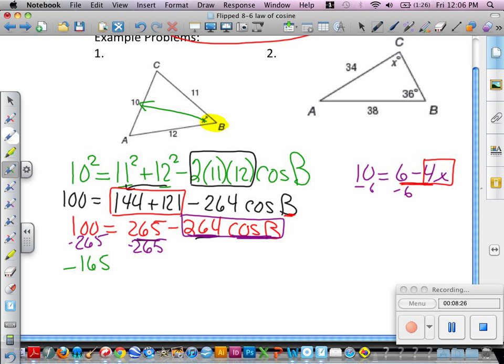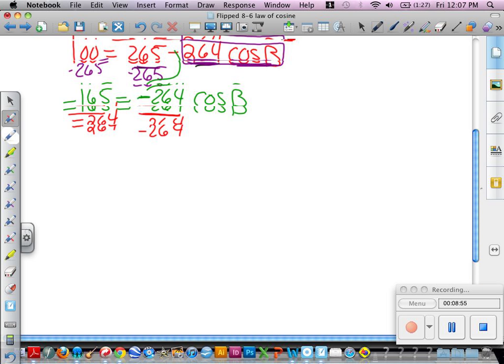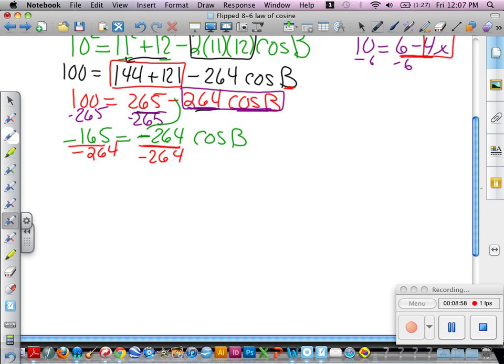When I do that, I'm going to get a negative 165 equals. Make sure you bring this negative sign down with that 264 cosine B. All right, the goal is to get B alone. So we first need to move the negative 264. We move that, people. So right now, this negative and that negative make a positive. So I have 165 over 264, and then I have cosine B.